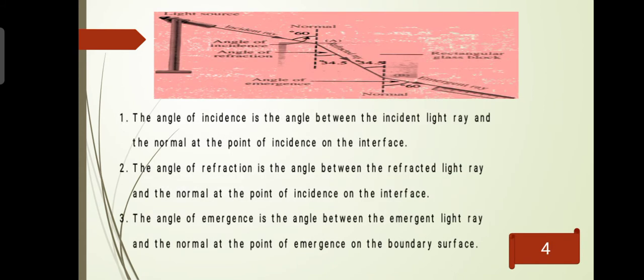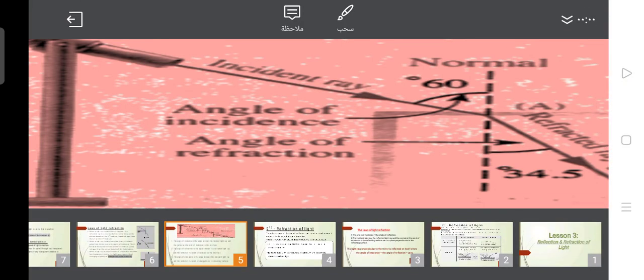So we have now three important definitions. First, angle of incidence. It is the angle between the incident light ray and the normal. For example, 60. And we will talk about angle of refraction. What is the meaning of angle of refraction? It is the angle between the normal and the refracted light ray. For example, 34.5.